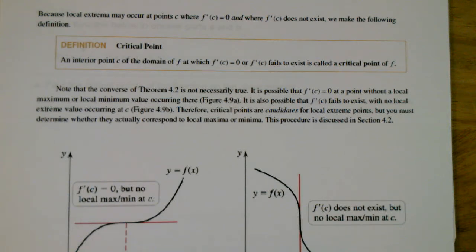So when we find our critical points, all you're going to do there is take the first derivative of that function and set it equal to 0 and simplify. And those x values will tell you what your critical points are.